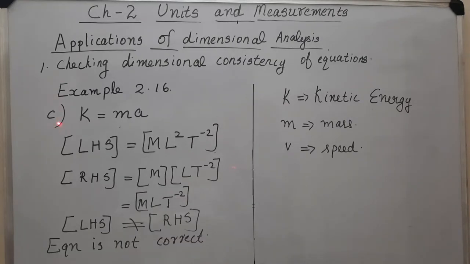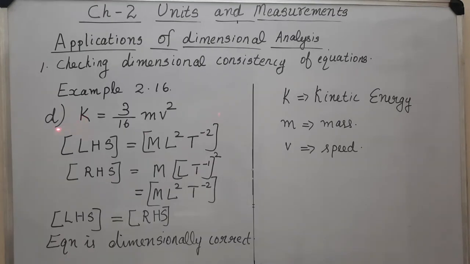Now in this C part, K equal to ma, K has M L square T raised to minus 2. Now on right hand side, M L T raised to minus 2. So M L T raised to minus 2, which are not same. That is, dimensions on LHS not equal to that on RHS. Hence the equation is not correct.